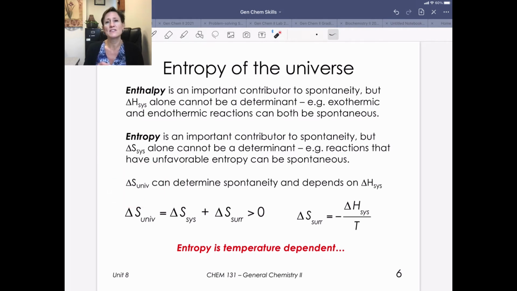So when we really think of this delta S of the universe, that is what's going to end up always being favorable. Now this is going to be both dependent on entropy and enthalpy. So we can see here that it also depends on the delta H of the system. And here's how this comes into play. The entropy of the universe has to do with the entropy of the system and the entropy of the surroundings. And we can substitute in the entropy of the surroundings here as something that has an enthalpy and temperature component to it. So what we can see is that the entropy of the universe, which is always increasing, is dependent on entropy, enthalpy, and temperature.